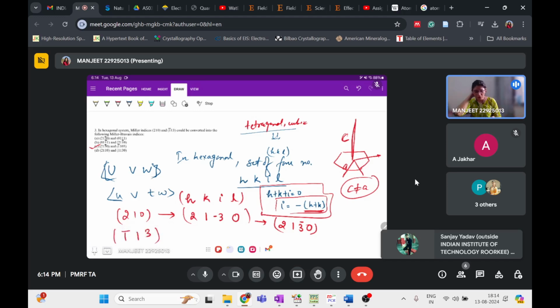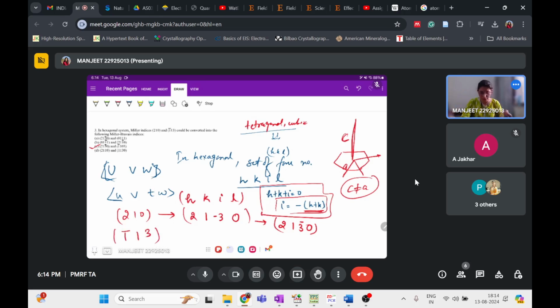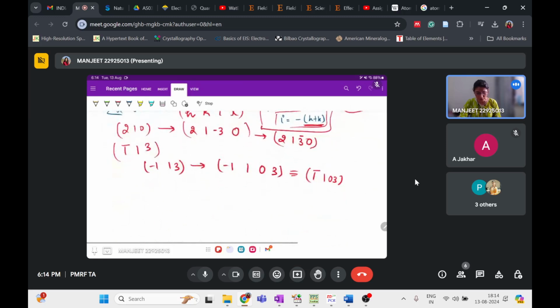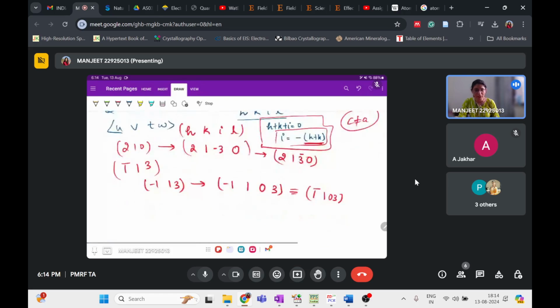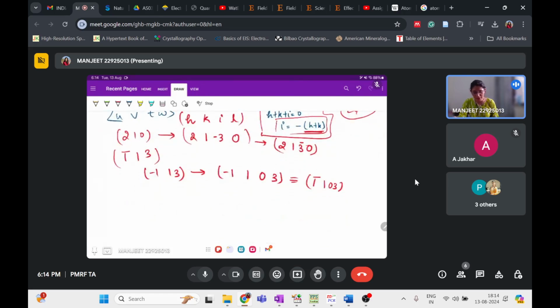Okay, so this is all about the Miller-Bravais indices. There is also one for the direction as well. For direction in the normal Miller indices we write [u v w], and here we write [U V T W]. So what will be the relation between this one and this one?